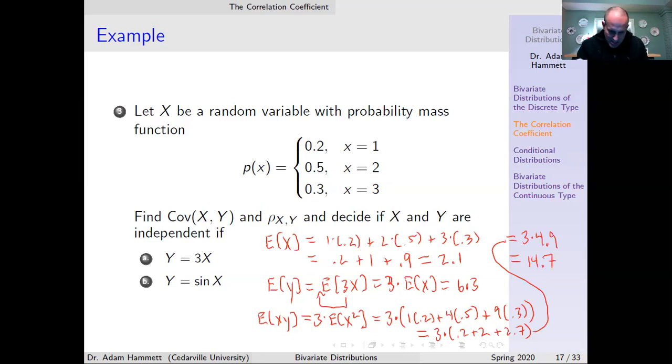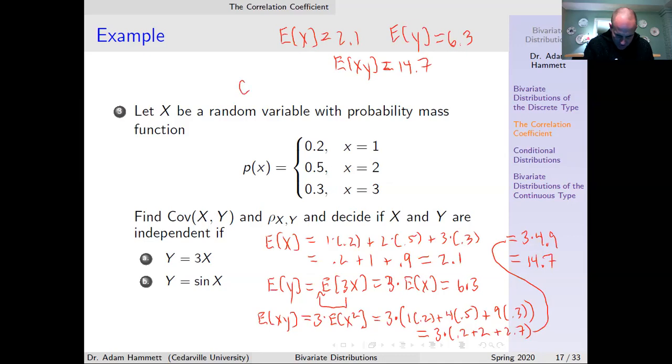So what do we have? Let's write these things down up here. I have the expected value of X equal to 2.1. I have the expected value of Y equaling 6.3. And I have the expected value of XY equaling 14.7. Okay, so what is the covariance of XY?